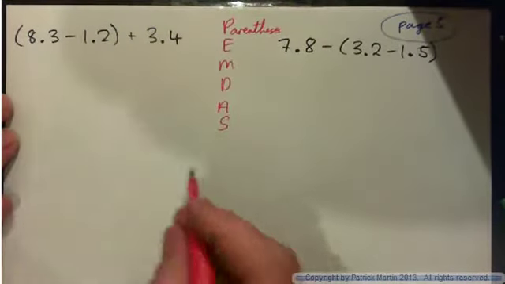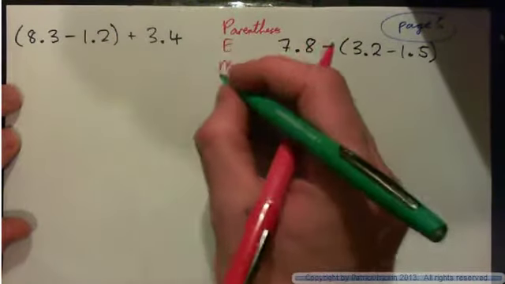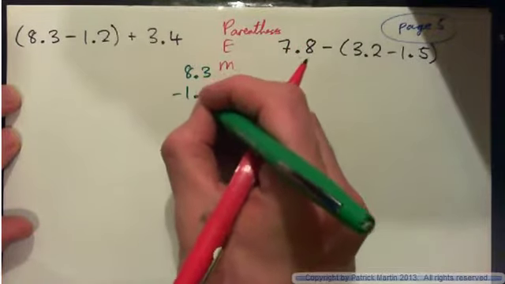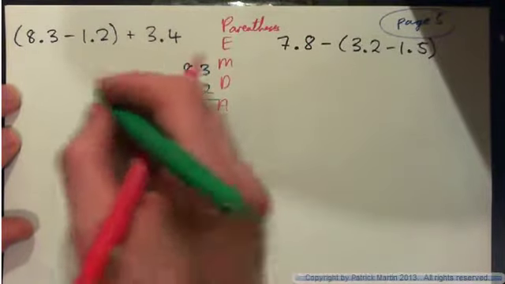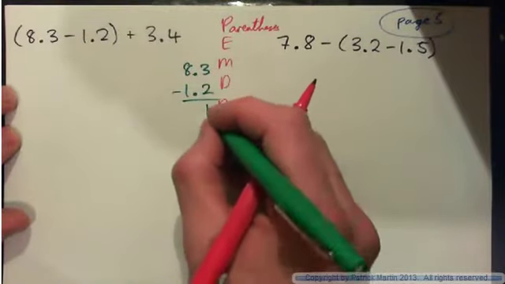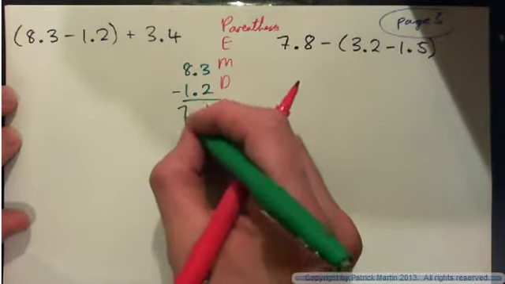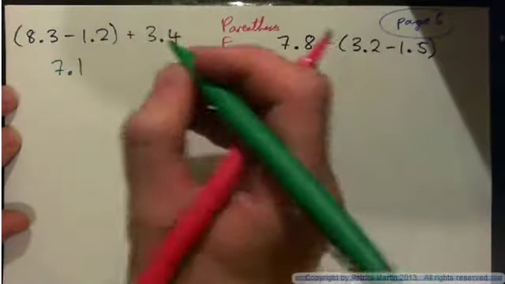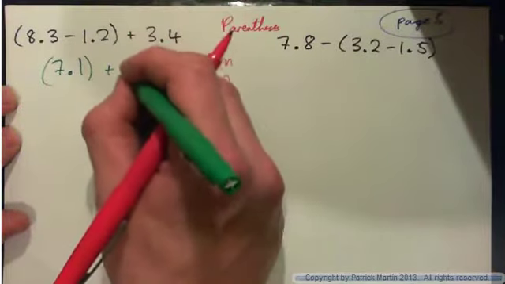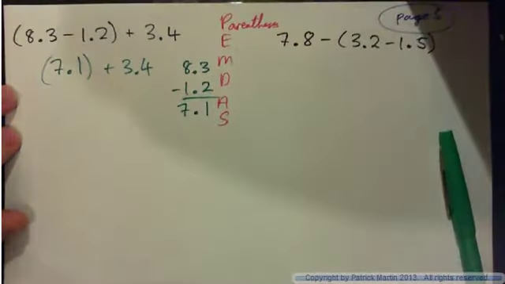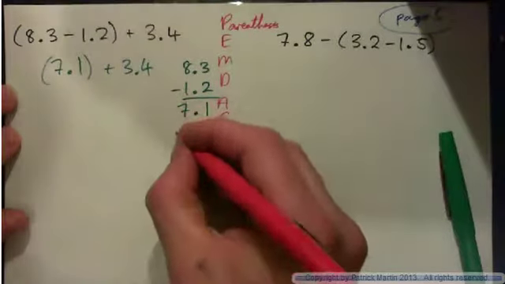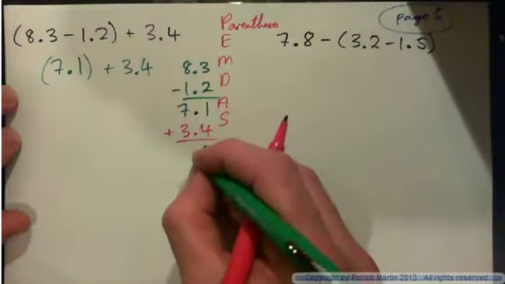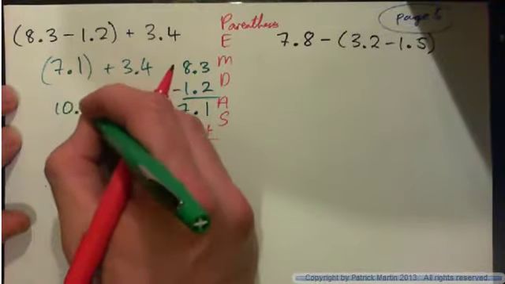So we're going to start with this. I guess I'll just do it to one side. 8.3 minus 1.2. So we'll just calculate that. 3 minus 2 is 1. 8 minus 1 is 7. Isn't it? So this just becomes 7.1 plus 3.4. So now I just got to calculate this, right? Add 3.4. 1 and 4 is 5. And that's 10. So the answer is 10.5.